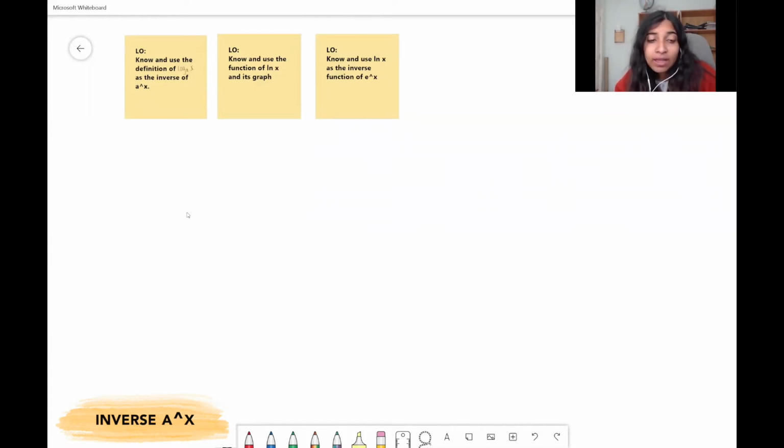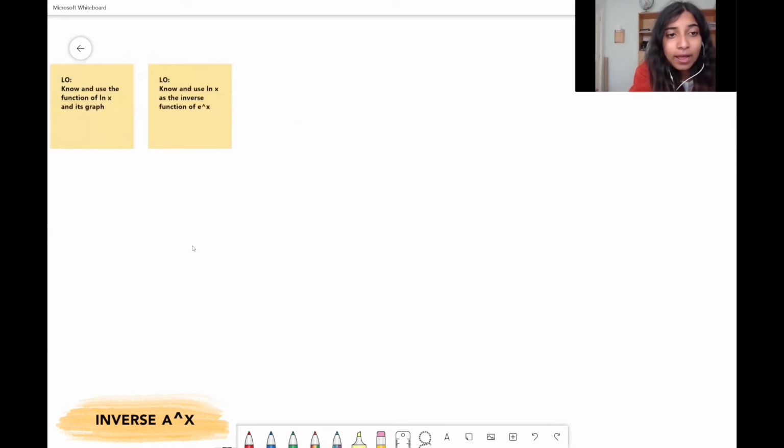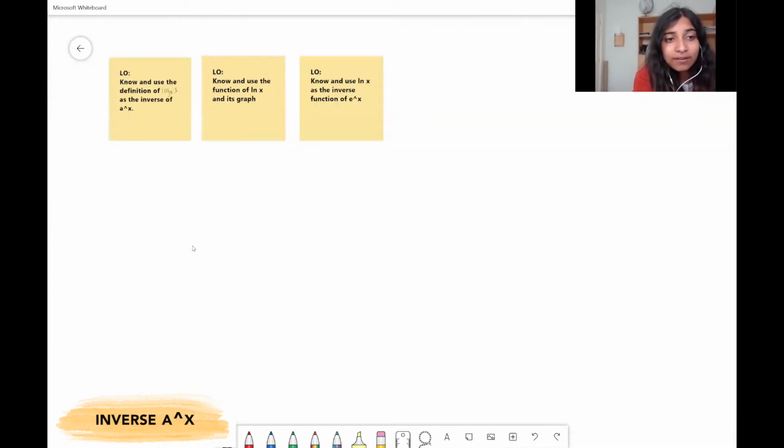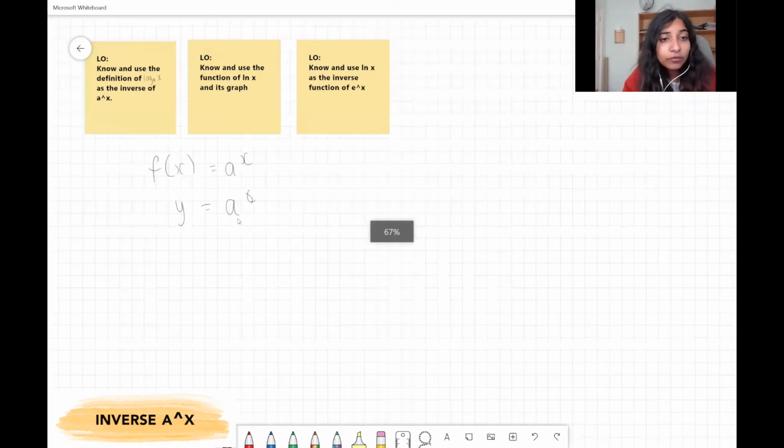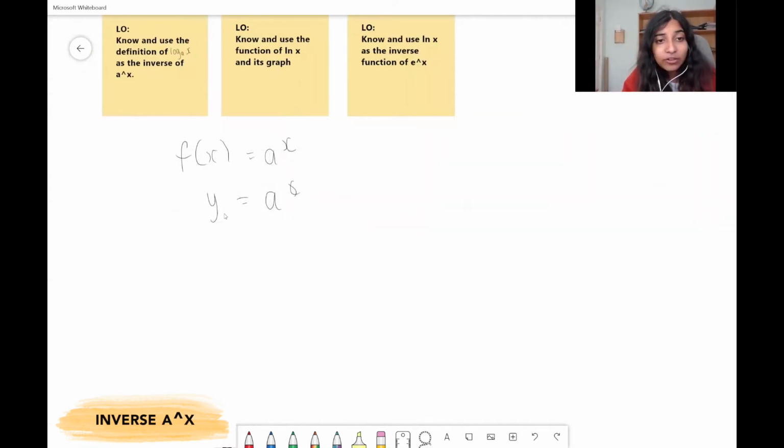To do that, if we just call f of x as a to the power of x, then in order to find the inverse, if you remember, the first thing you do is you say y is equal to a to the power of x, and then using the rule that whenever you have y equal to a to the power of x, you can work out x as being the log of y to the base a.